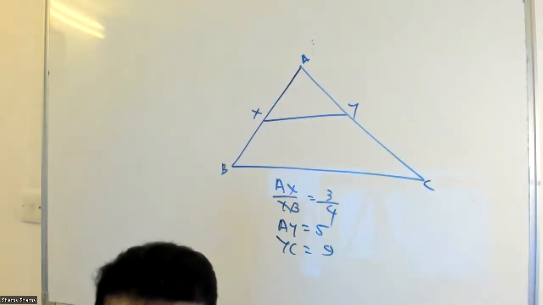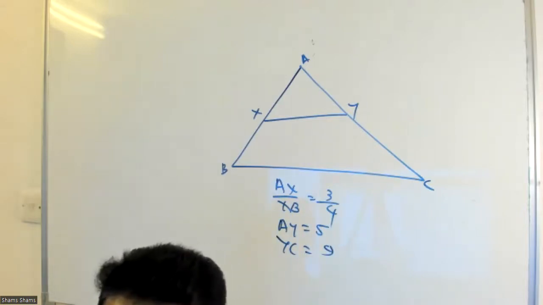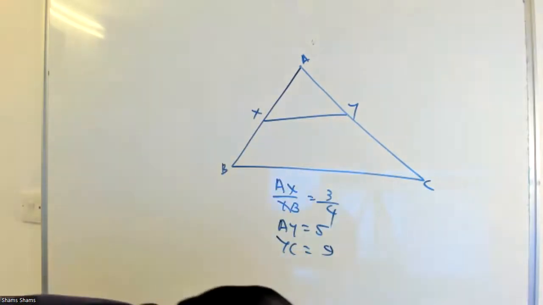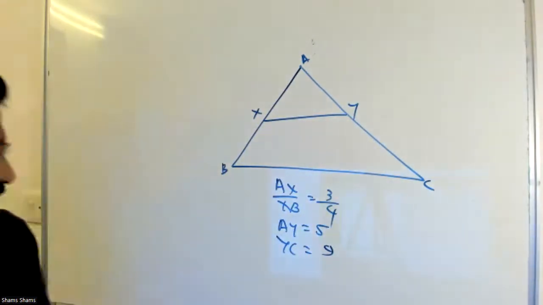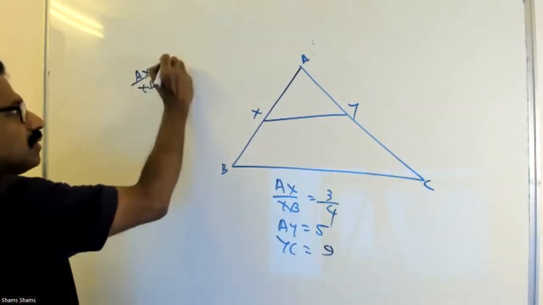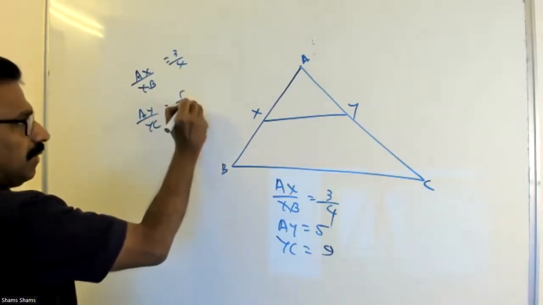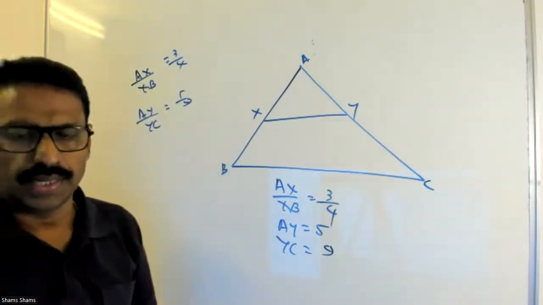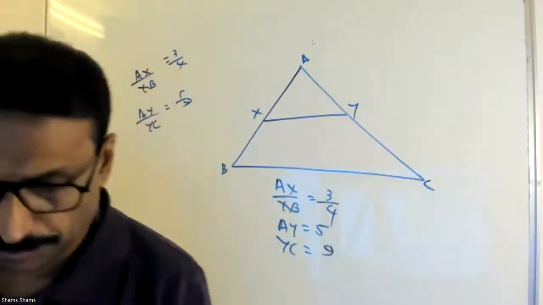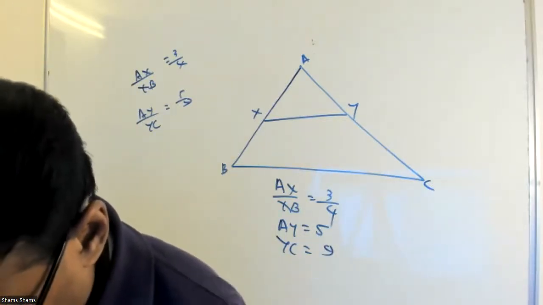They are not parallel. Sarah Ahmed, not parallel. Yes, sir, that's what I got. Why is it not parallel? On what basis? You got okay. AX by XB equal to 3 by 4. AY by YC 5 by 9. That means these are not equal, correct or no? AX by XB not equal to AY by YC. So then by converse of basic proportionality theorem, they are not parallel. Correct or no? Okay.